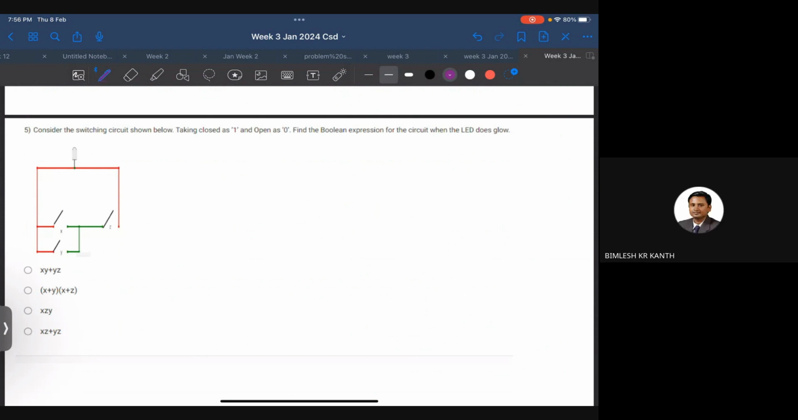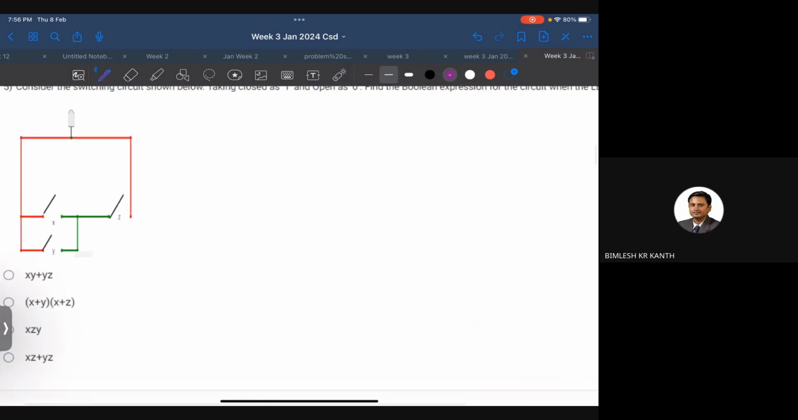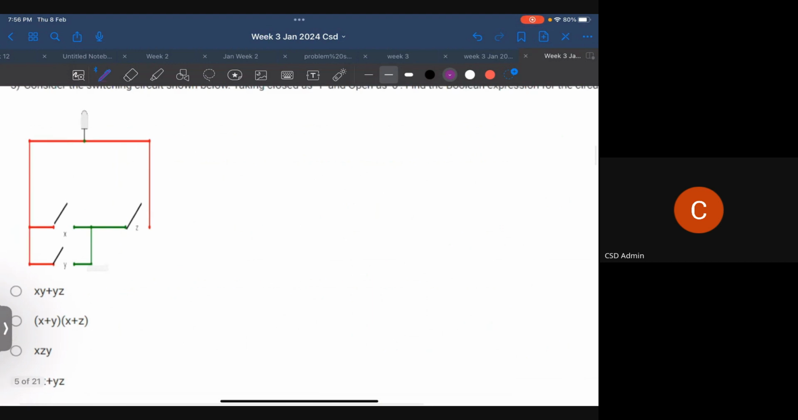Why do we have red color and green color in this diagram? It's just a simple wire. Don't think there is any significance to red and green. Simple wire is there.